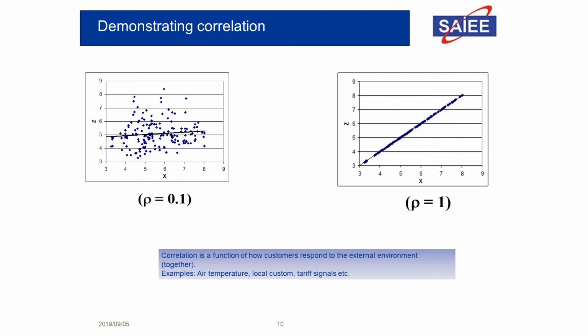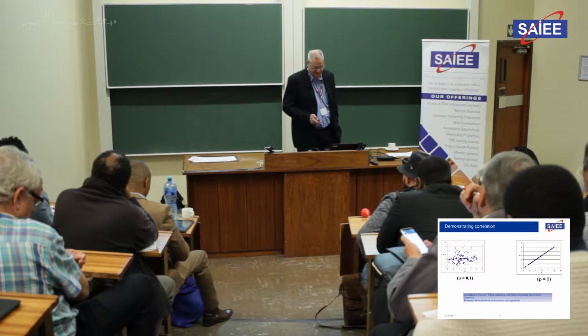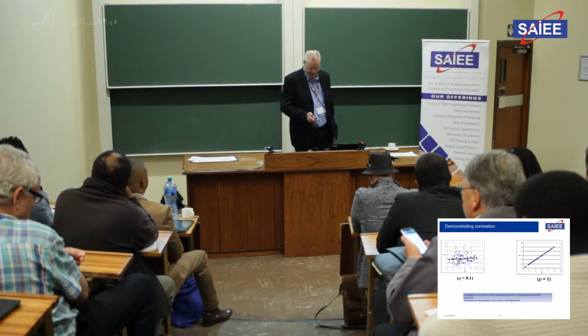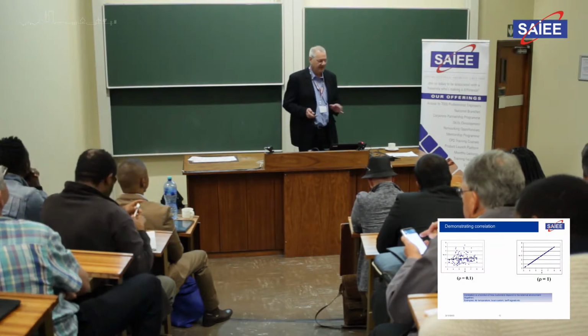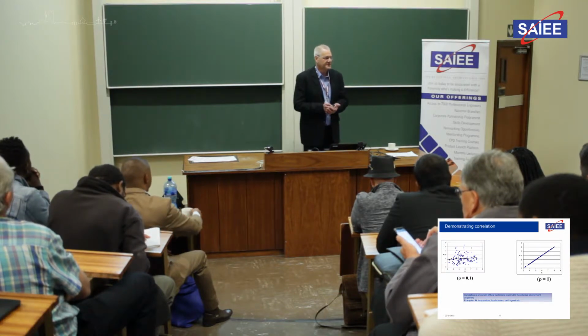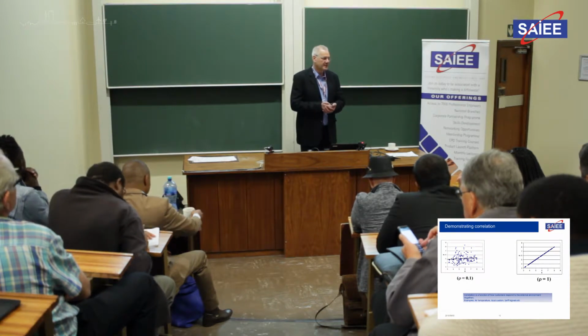And that stimuli might be air temperature, might be public holidays, or time of use tariffs, or something like that. All of those things can give you an item like you see on the right-hand side. So local customs, tariff signals, stuff like that will give you some form of correlation between your customers. Why is it important to know whether you've got correlation between the customers or not? Because the correlation determines what happens to your risk when you add your load profiles together. If you've got correlation, then your risk is going to blow up.